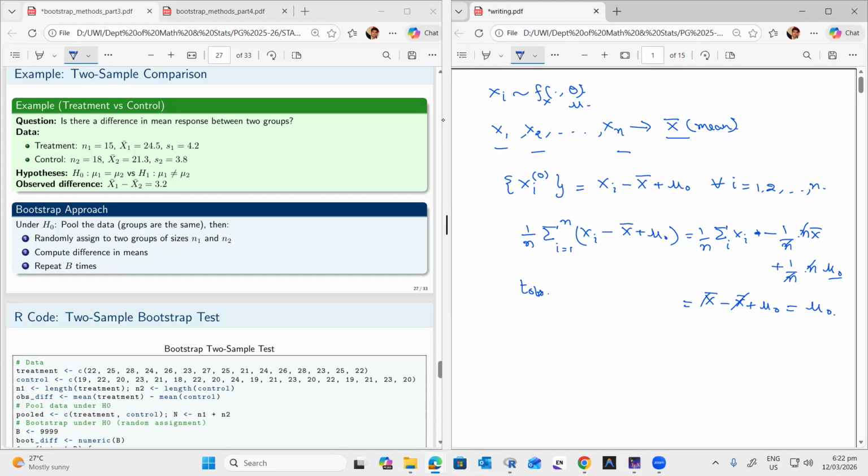So we need to use the bootstrap approach here. Under H naught, pool the data, meaning group all the data together, then randomly assign it to two groups of sizes n1 and n2, compute the difference in the means, and repeat B number of times. All right. So what exactly do we need to do here?